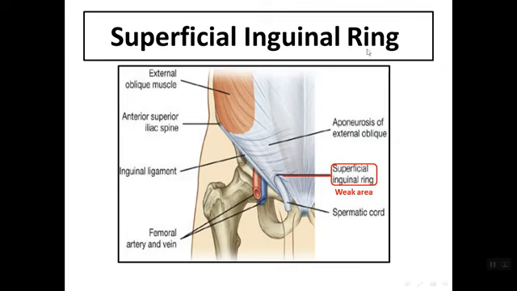This is the superficial inguinal ring, which is regarded as a weak point, since it is a defect in the aponeurosis of the external oblique muscle. Here we can see the exit of the spermatic cord through the superficial inguinal ring. Here, the edge of the superficial inguinal ring will give a fiber that will continue to cover the spermatic cord.